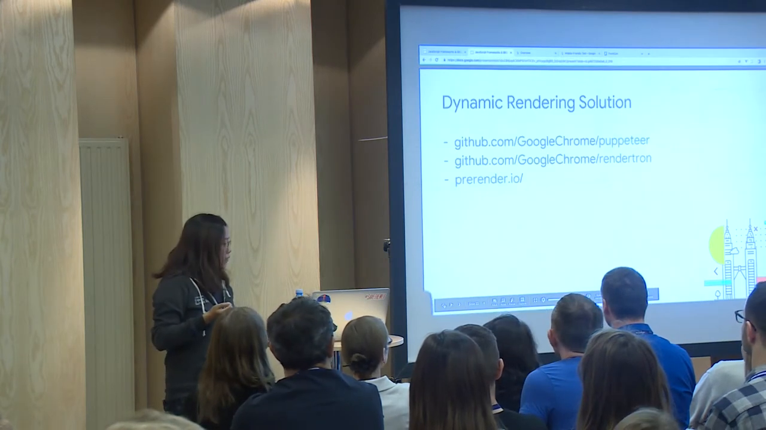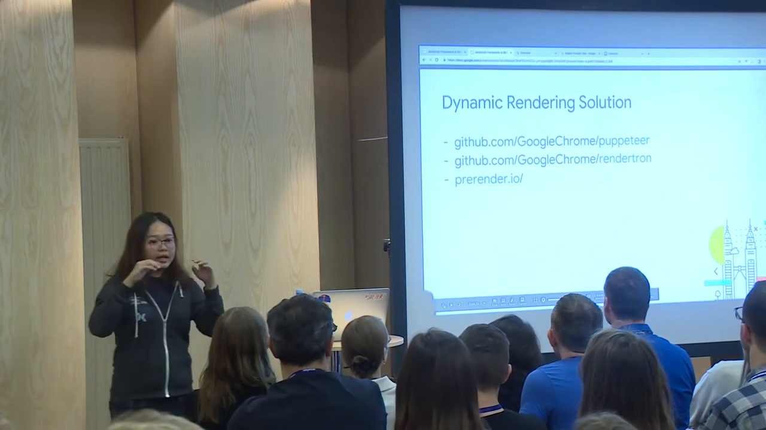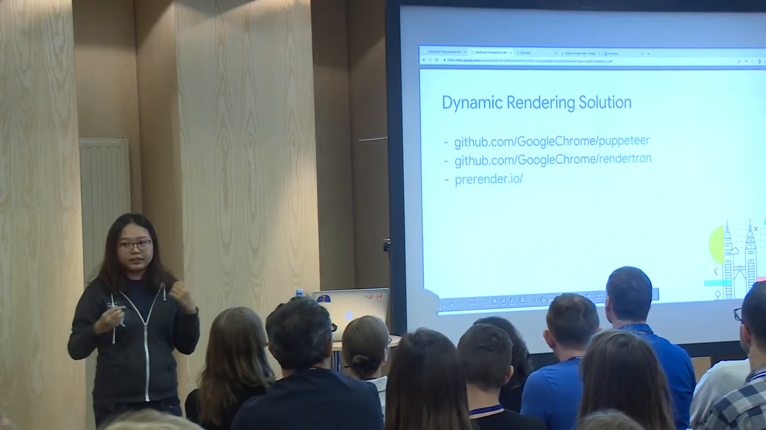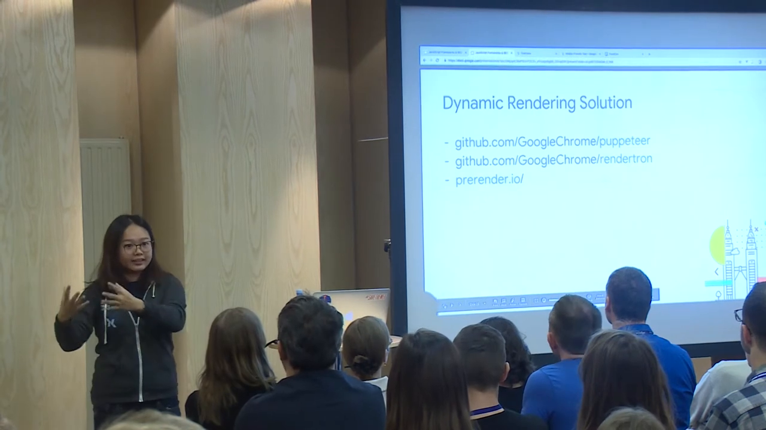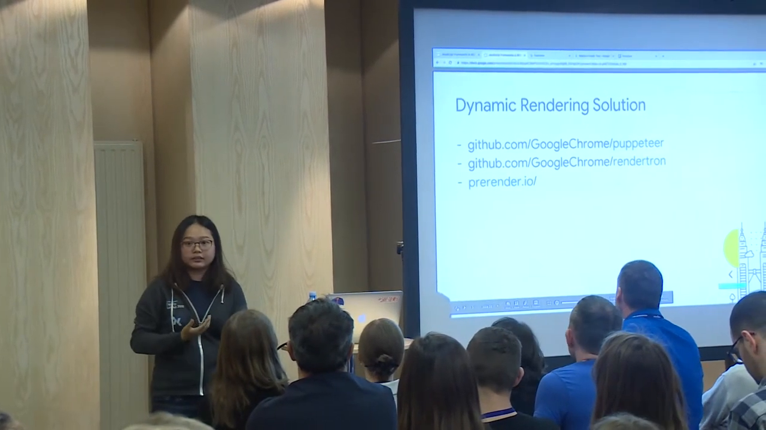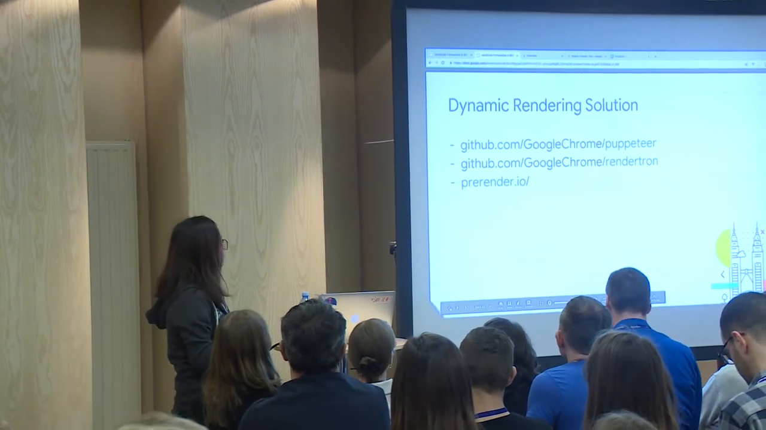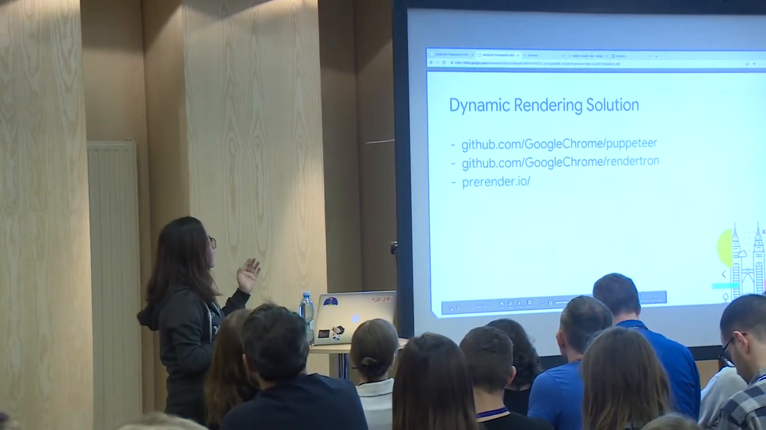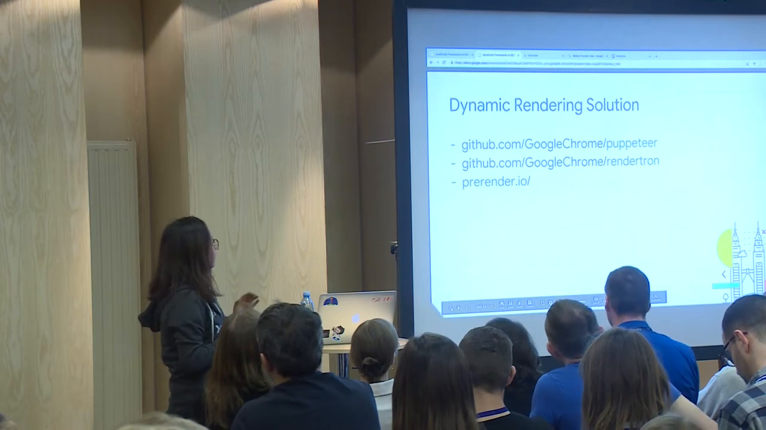So that's why we need to split it into two. We are not doing this for all the users, but we just do it for the bot, just for the sake of SEO. But for the normal user, we just serve the normal HTML and JavaScript file. Fine. And there are a few dynamic rendering solutions available.